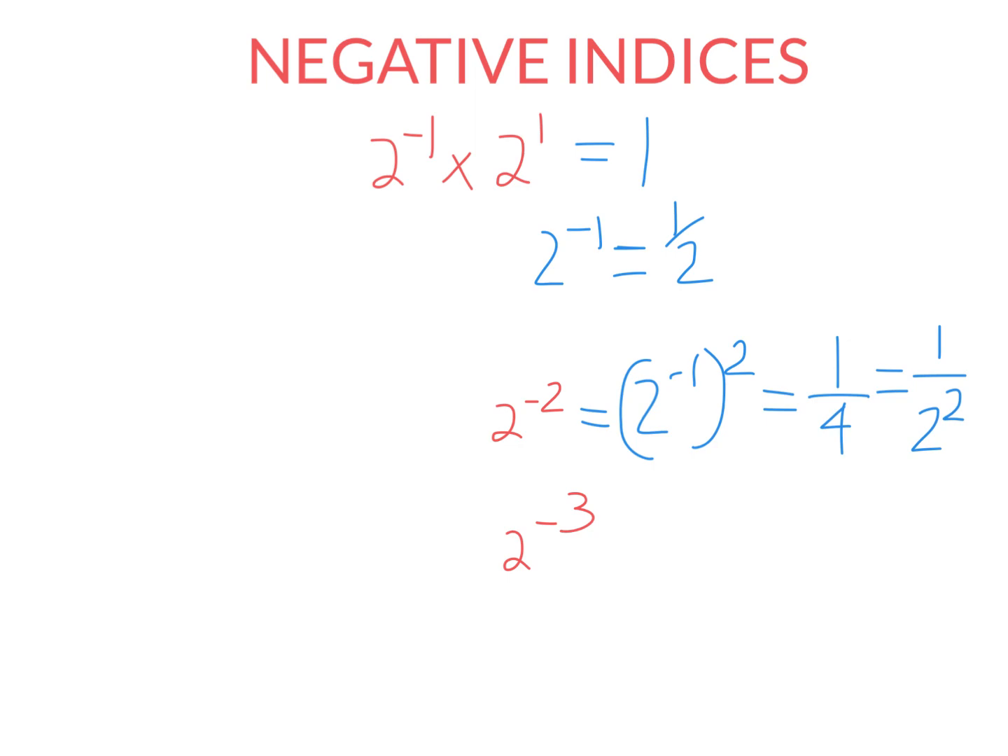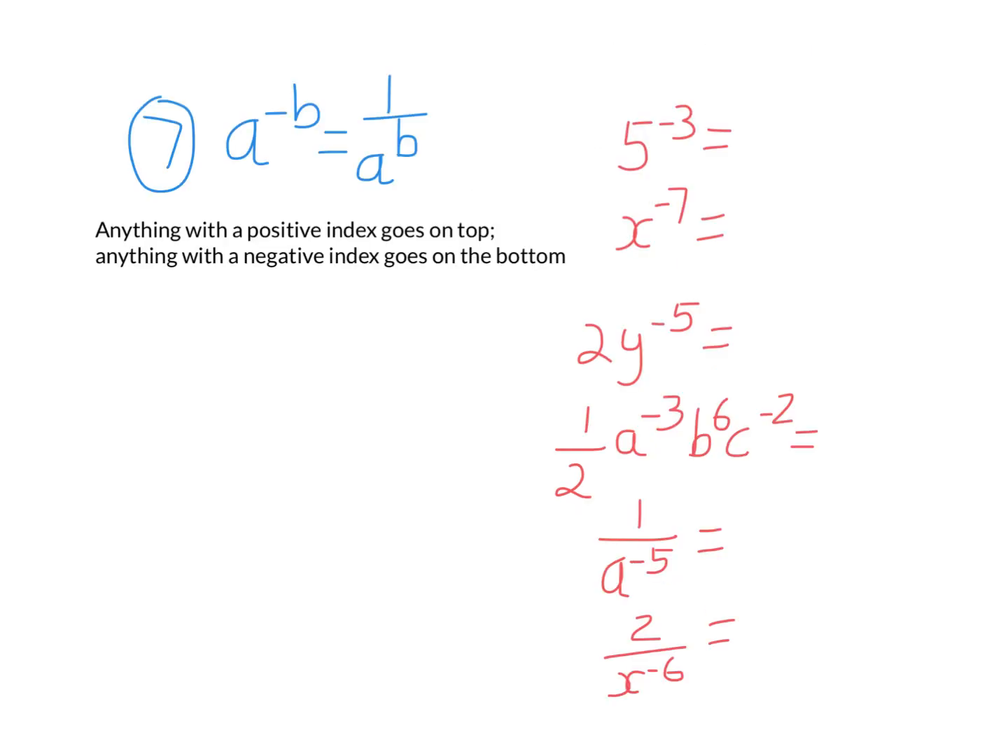And you can probably guess 2 to the negative 3 is going to give us 1 over 8 or 1 over 2 cubed. So again, the reason 2 to the negative 3 is 1 over 8 is just so it's consistent with other index laws. So this is a formal way to say what we have learned. If you're raising something to a negative power, you just move it to the bottom of the fraction and write it with a positive power.